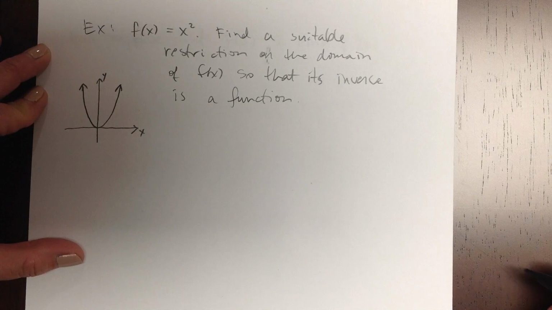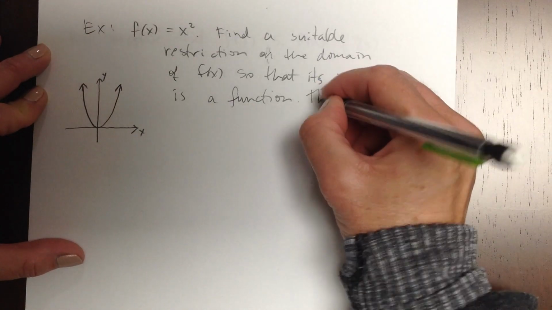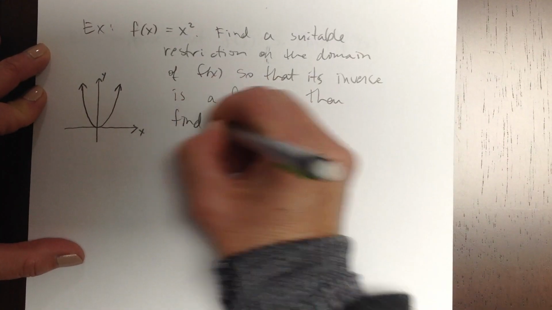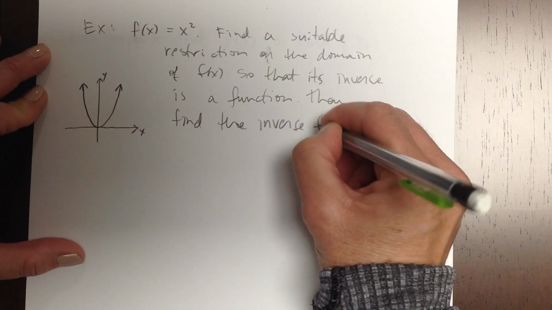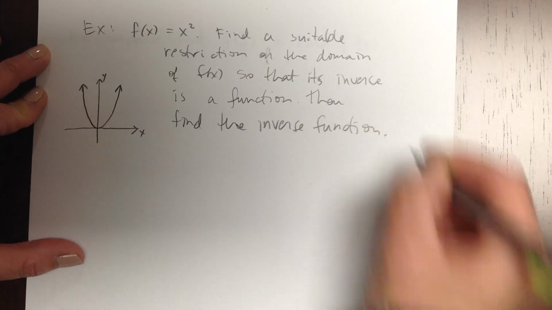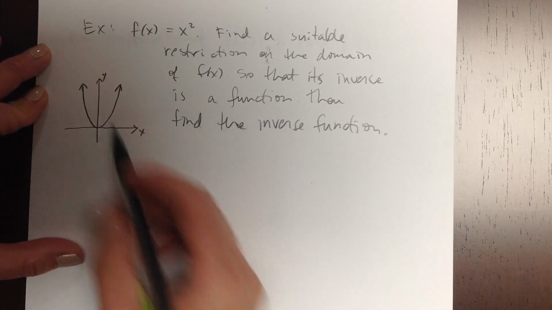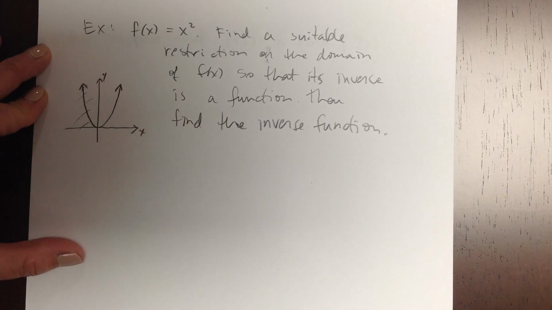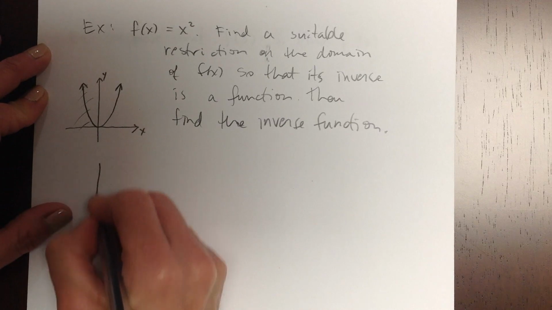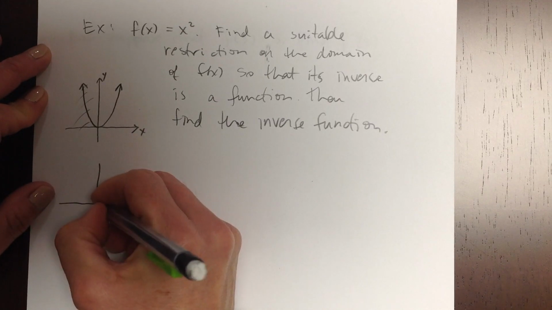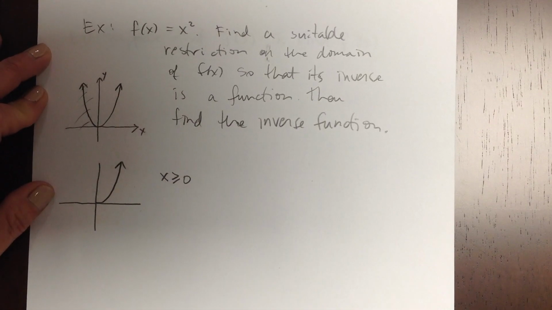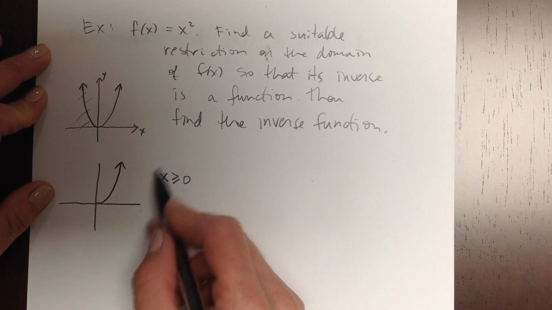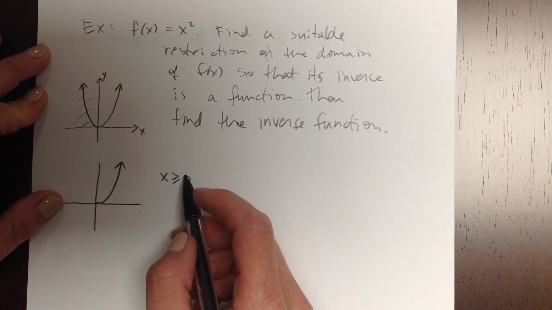Then I would like you to find the inverse function. In this case, we can just get rid of the whole left half of the parabola. So we can say that x is greater than or equal to 0. That's going to be our restriction on the domain. And then from this we would want to find the inverse function.